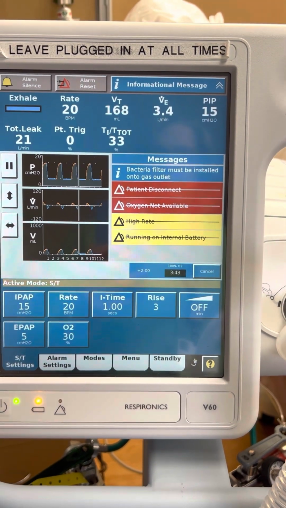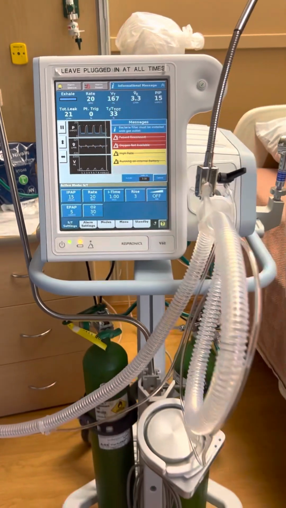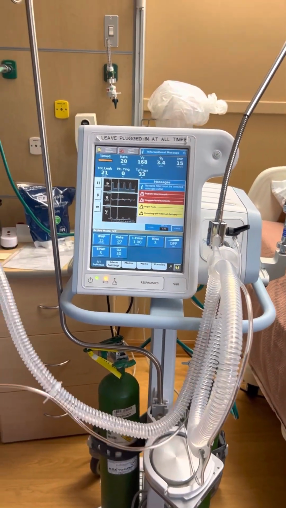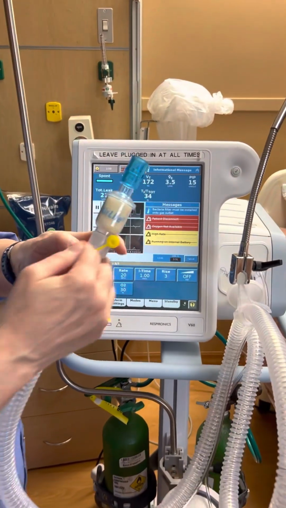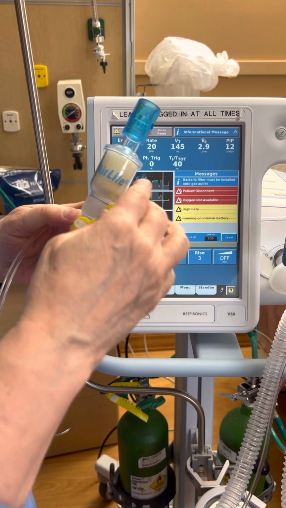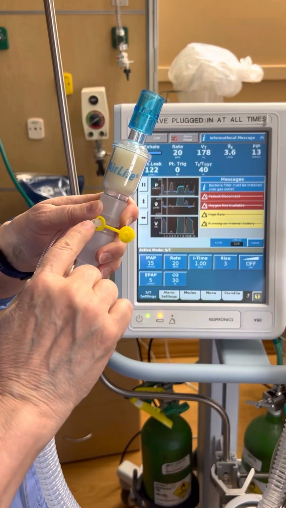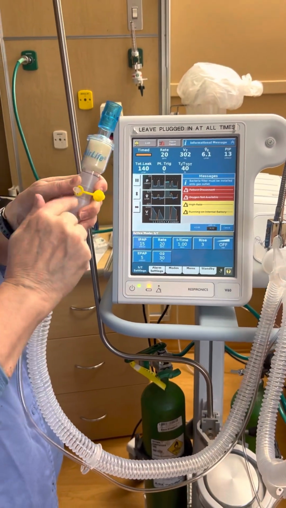Another fact I wanted to point out is this is a one-line circuit. This is the circuit the patient has to inhale and exhale out. So therefore, the yellow cap, never close it. I literally take and throw it away when I start it on a patient so nobody accidentally closes it. Also, don't cover it with a blanket. That's their only exhalation port.